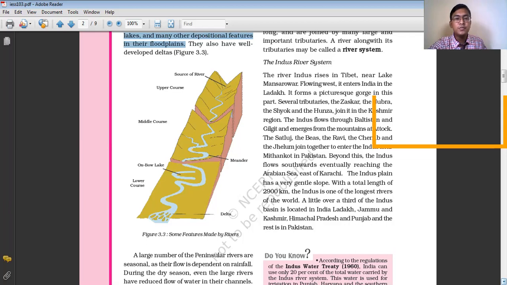So what is a meander? A meander refers to when the rivers flow in an S-like pattern. When the rivers flow in a zigzag condition, it makes an S-like pattern.